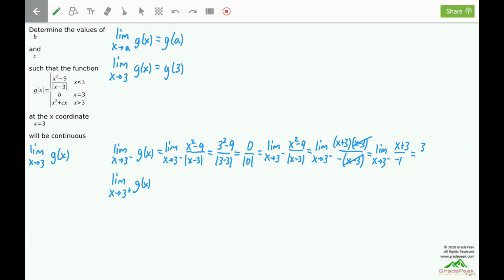We can now try plugging a 3 in for the remaining x's. That will give us 3 plus 3 over negative 1. 3 plus 3 is 6 over negative 1, resulting in negative 6.